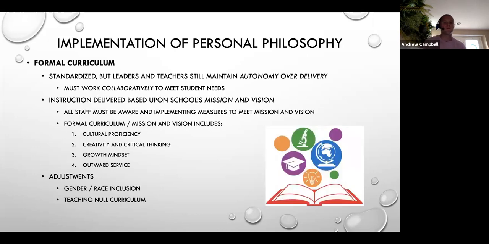So when it comes to implementing a personal philosophy, the first lens that I looked at was through the formal curriculum. The reason that I started with this is because my district does expect a level of fidelity to the designated curriculums which we have. That does not mean that we must be verbatim, but we still have specifics that we have to follow. And of course, we still have district mandated assessments that the students are held accountable to.